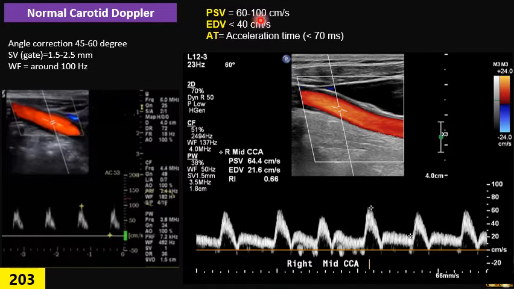The spectral Doppler usually in the carotid ICA, ECA and CCA: peak systolic velocity is around 60 to 100 centimeters per second, and diastolic is less than 40 centimeters per second, and acceleration time is less than 70 milliseconds. And it has a clear spectral window. As you can see here, we have a clear spectral window at both systolic time and diastolic.